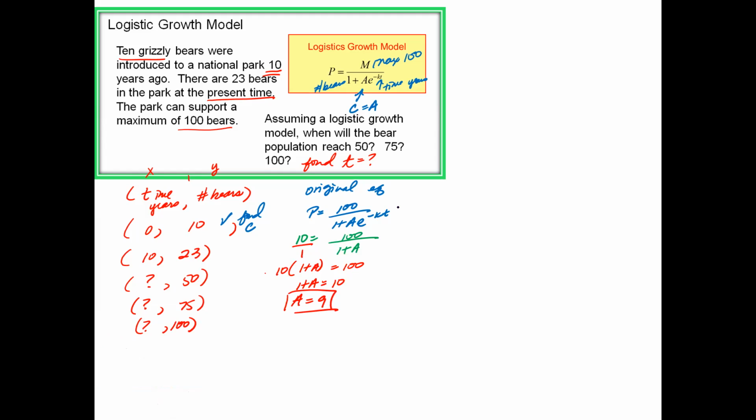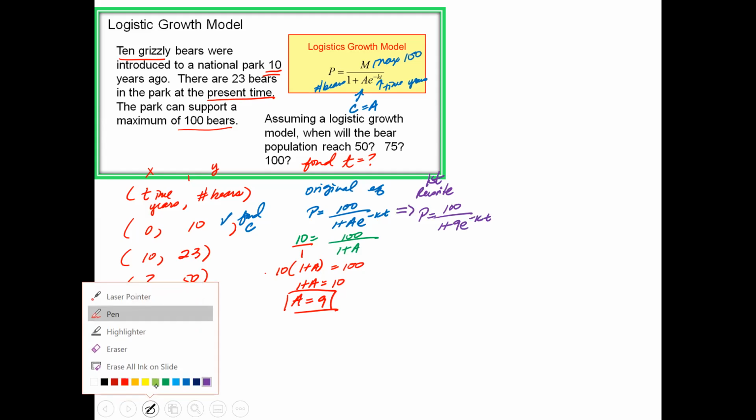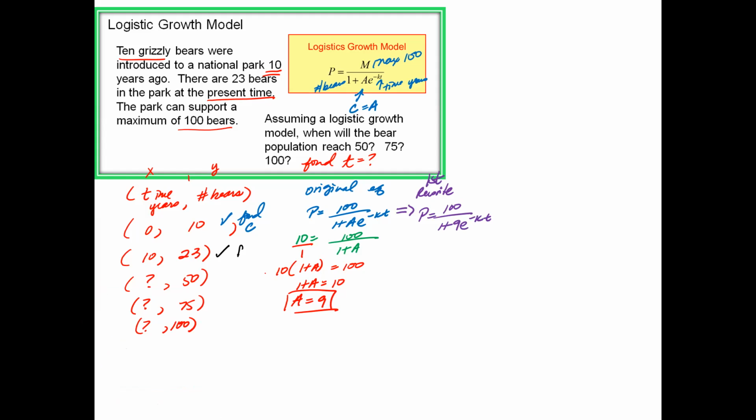Now that I have that, I'm going to rewrite my equation. This really is my first rewrite. It's going to give me P equals 100 over 1 plus 9e to the negative kt. Then we're going to use the second point right here to find k. So let's do that. I'm going to have 23 equal to 100 over 1 plus 9e to the negative k times 10.